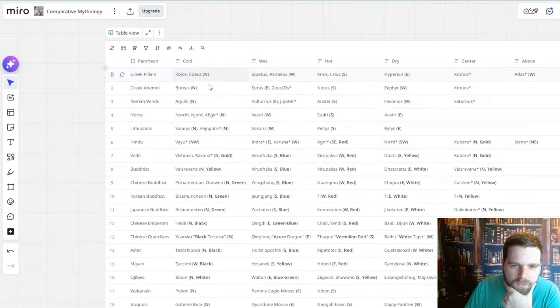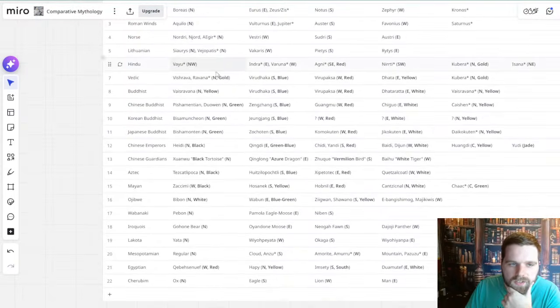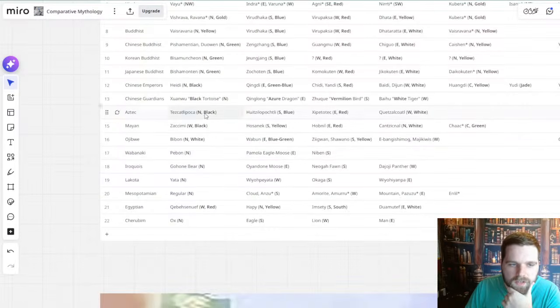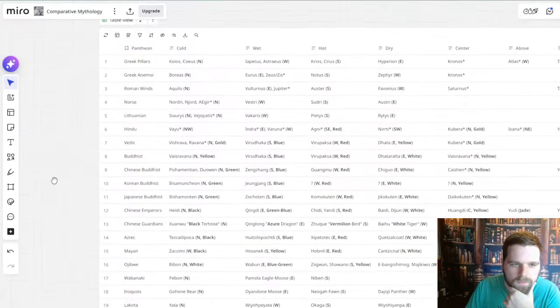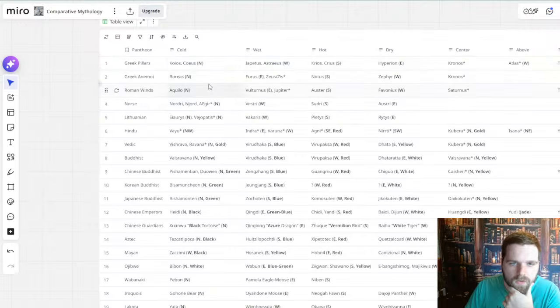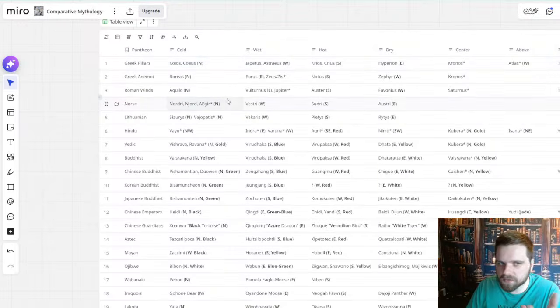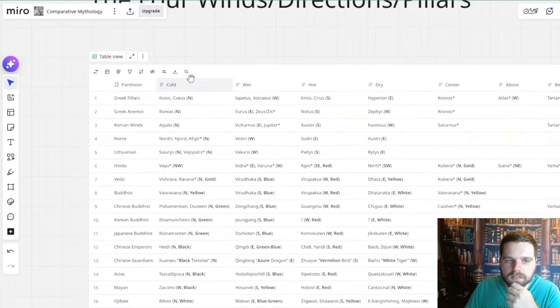Now, I don't think the Greek and Roman and even Norse, Lithuanian are necessarily associated with colors. It's only when you get to India and Chinese and even Aztec, Mayan, even Ojibwa, that you start to have colors more associated with them. So for now, there's no color that they're specifically associated with. I will color them based on their category here then, generally.